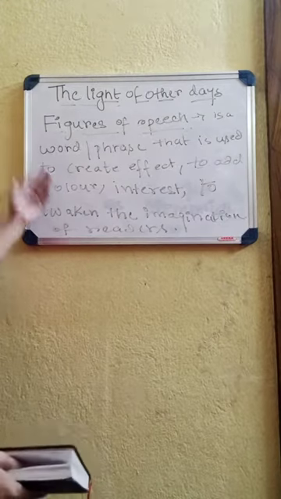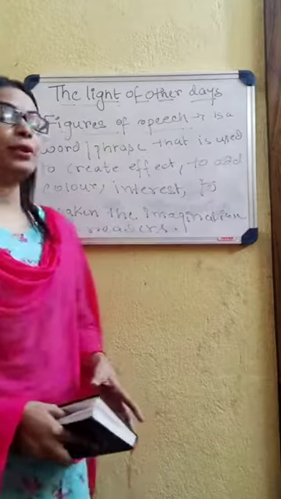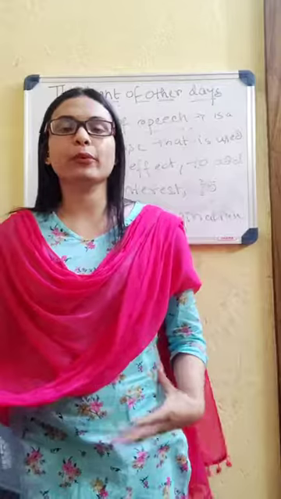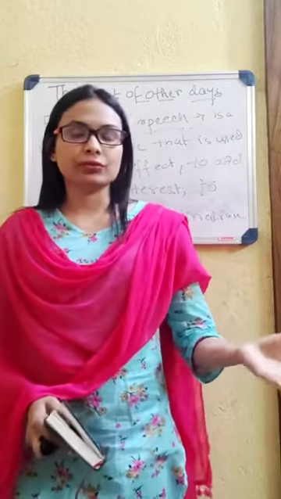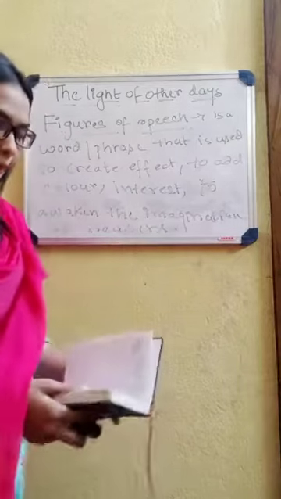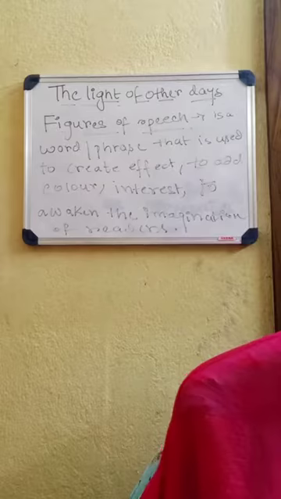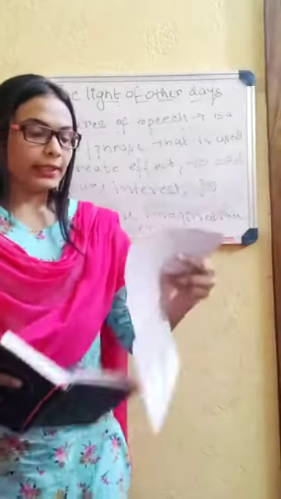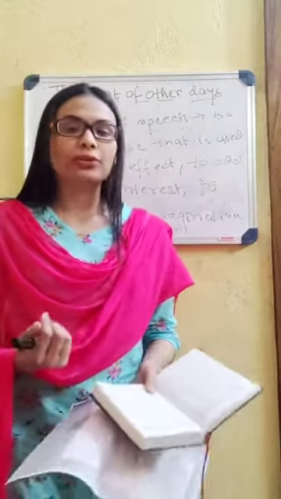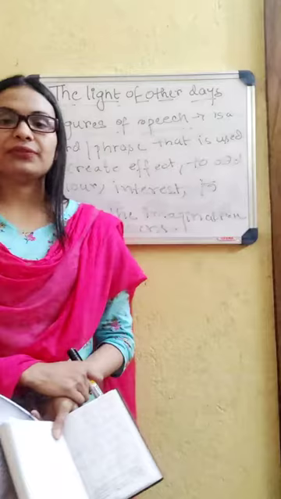See, figures of speech, or we can also say poetic devices or literary devices, are used in a poem or in a story or whatever by the author for some purpose. So in this poem, The Light of the Other Days, the poet Thomas Moore has used figures of speech in the two stanzas. And so you need to know those figures of speech.